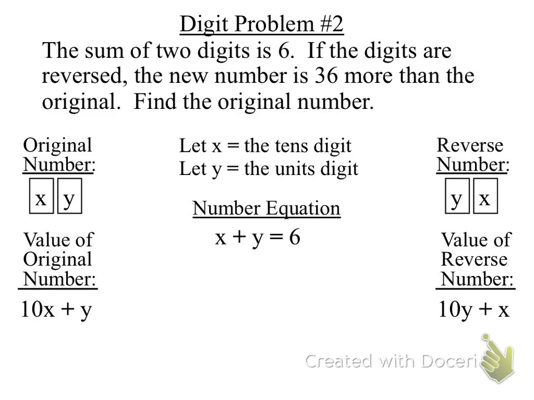Now, what am I translating from the rest of the problem? We're going to reverse. I'm going to underline. What words do I need? Reverse, is, and more than. You need one more thing. 36 more than original. You needed that 36. So those are the words I'm pulling out.